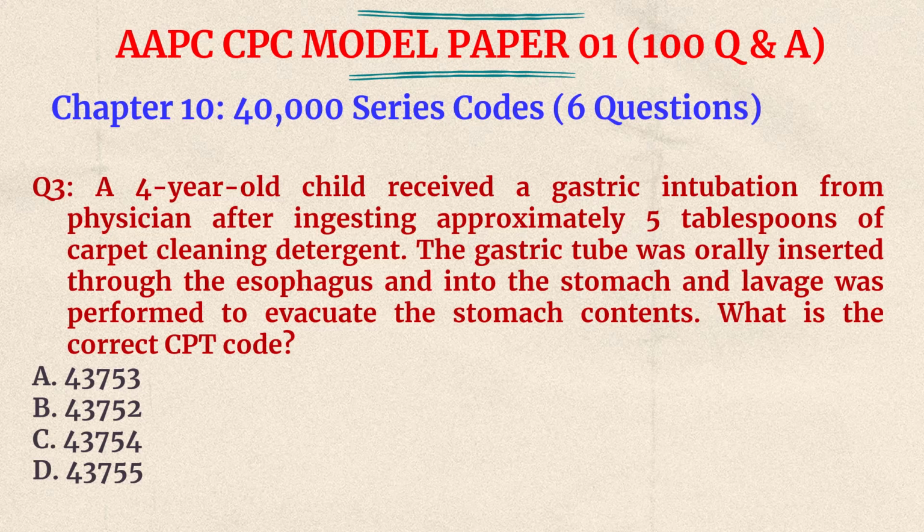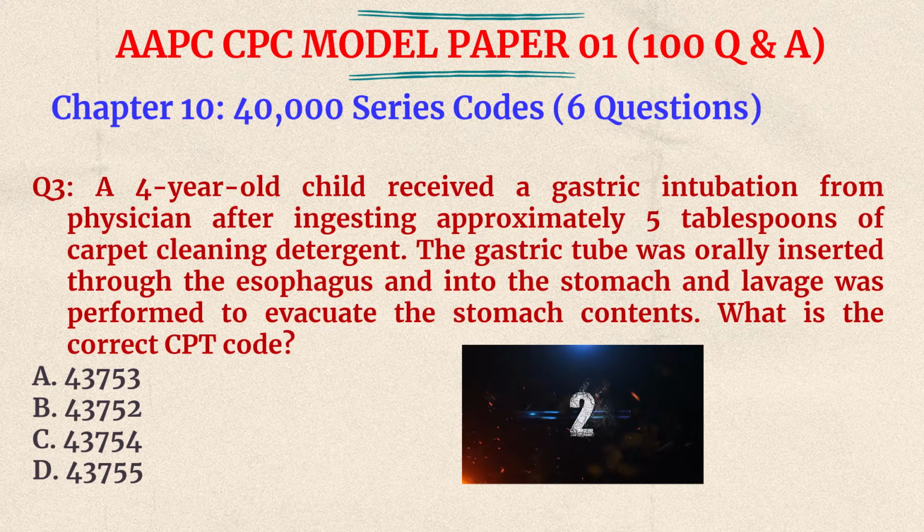Question number 3. A 4-year-old child received a gastric intubation from a physician after ingesting approximately 5 tablespoons of carpet cleaning detergent. The gastric tube was orally inserted through the esophagus and into the stomach, and lavage was performed to evacuate the stomach contents. What is the correct CPT code? So there are 43000 series of codes available. Please pause the video, take your CPT code book and find the answer.